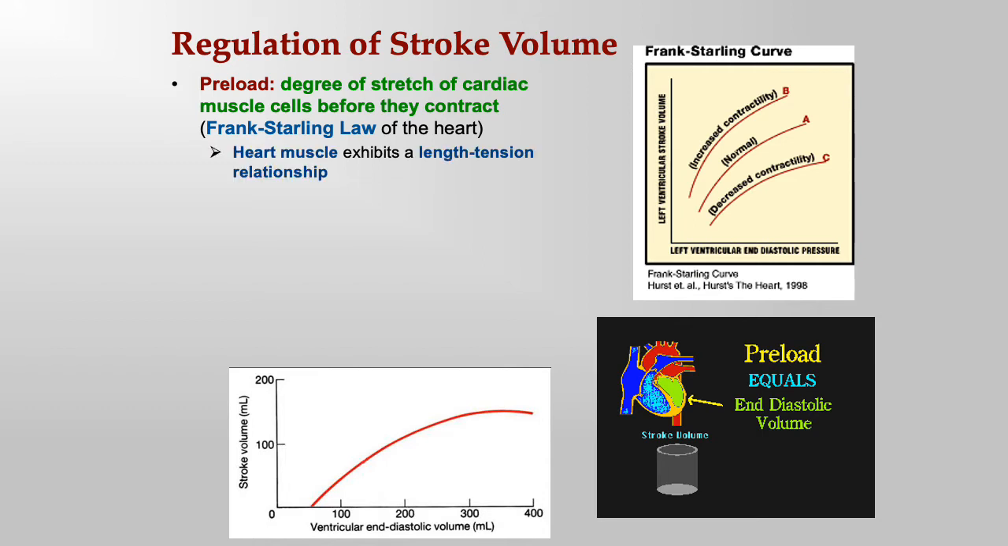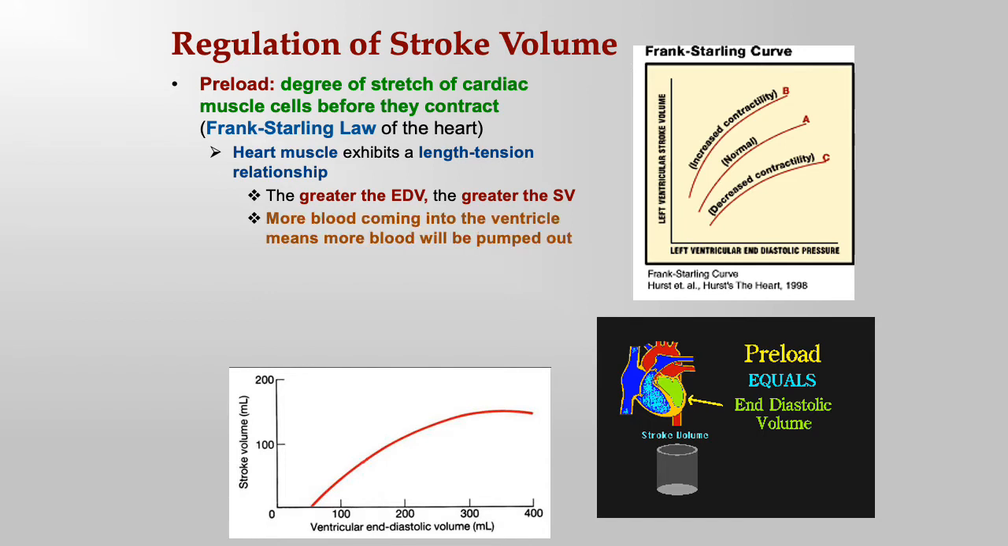So it's called a length-tension relationship. That's just a fancy way of saying that the greater the EDV, the greater the SV. The more blood in the heart when it's full, the more it's going to pump out. It really makes sense when you think about it. The more you've got in there to pump out, the more you're going to pump out when you contract. It's really just very straightforward. More blood coming into the ventricle means more blood will be pumped out. That's what preload means, okay?